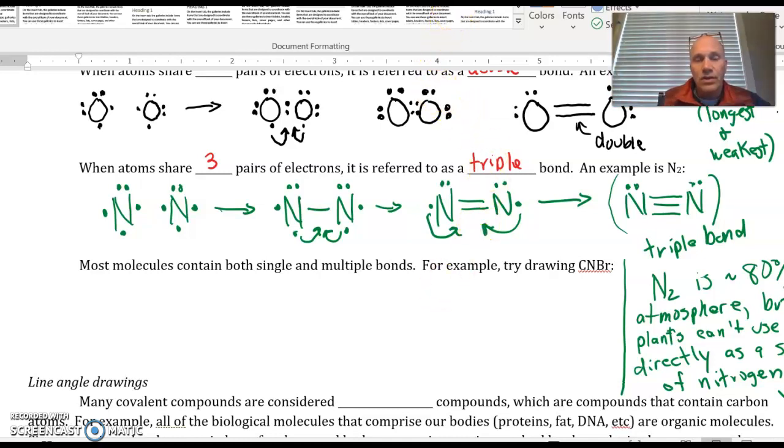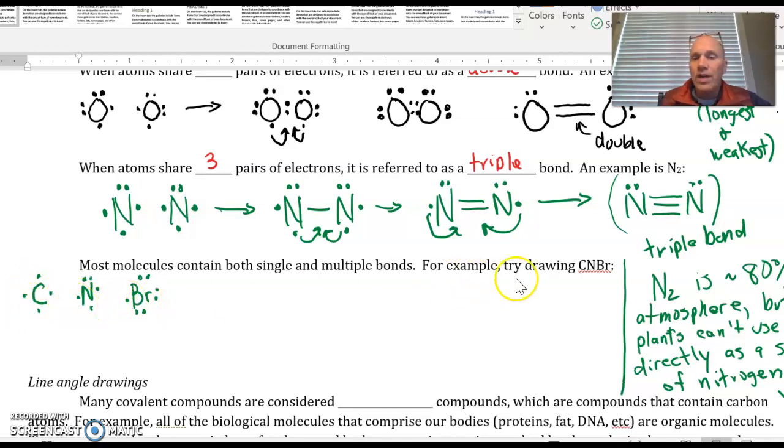So the thing that you want to start off with, and the method that I use for this, is to, let me adjust this. I've taken this formula right here. What this means is 1 carbon, 1 nitrogen, and 1 bromine. I've taken those atoms and drawn them all as their dot structures, so I can see the dots arranged around them.